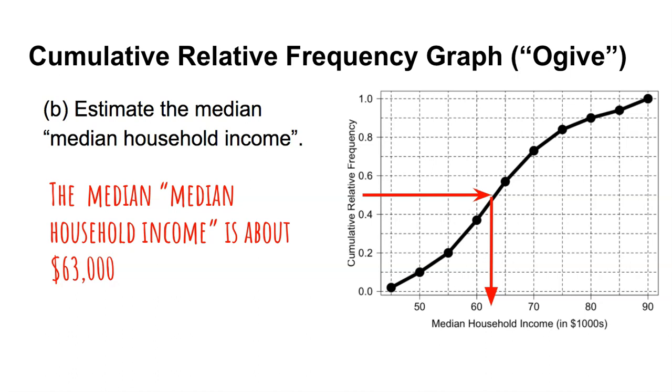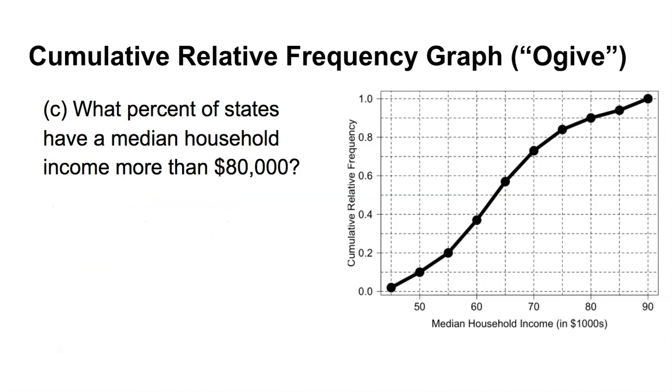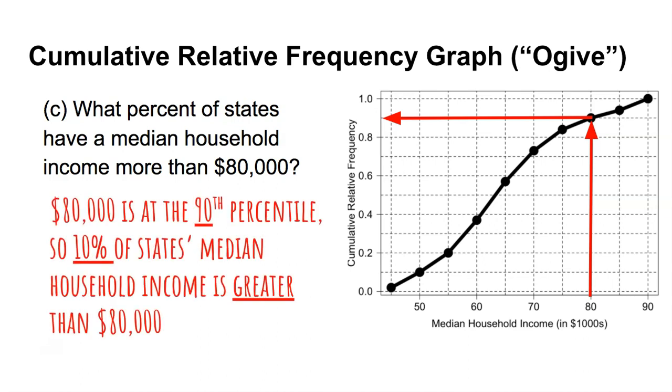Part C, what percent of states have a median household income more than $80,000? So on the x-axis, we'd find $80,000. And that looks like about 90%, but be careful, it's more than $80,000. So we don't want to say 90% or 90th percentile, but it's actually 80,000 is at the 90th percentile, so 10% of states have median household incomes that are greater than 80,000.